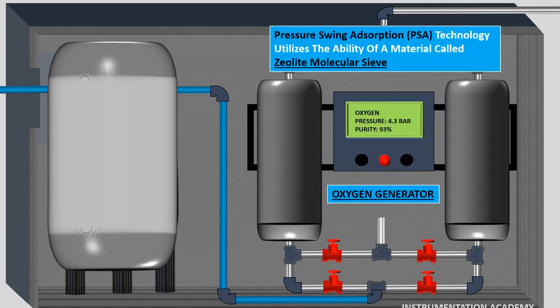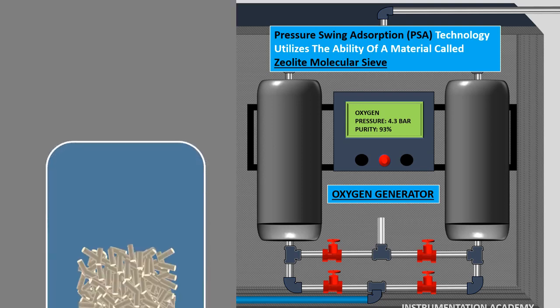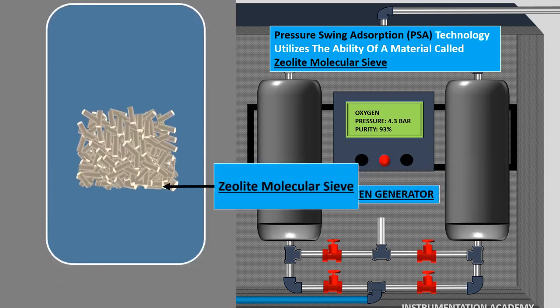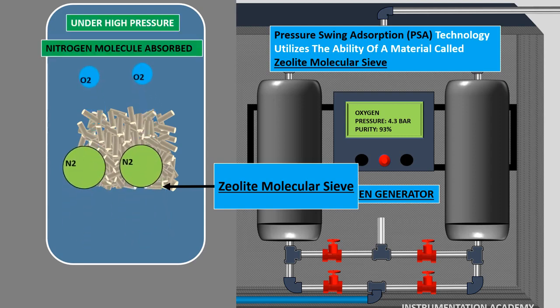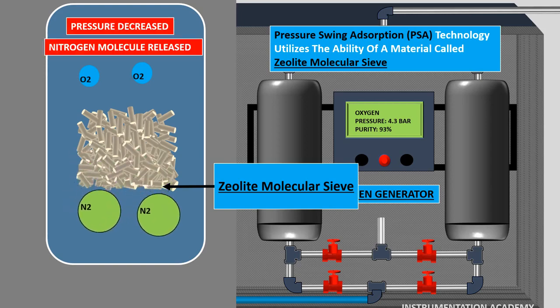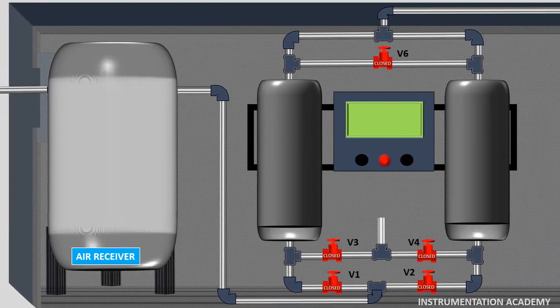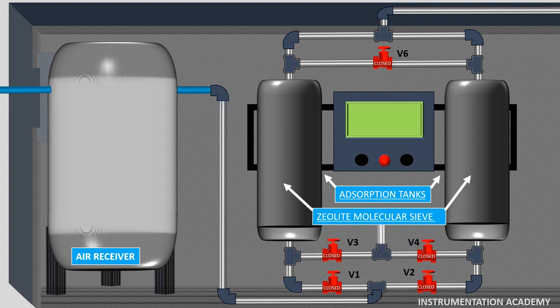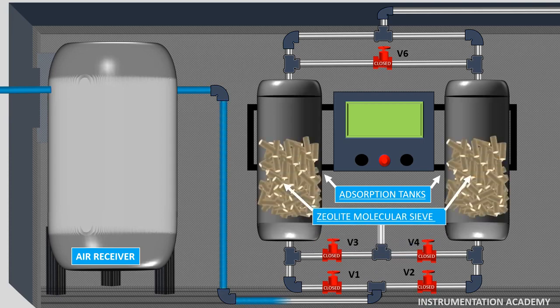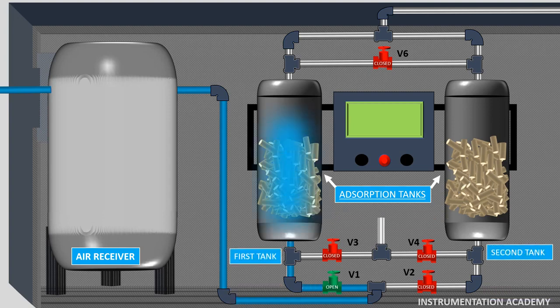This pressure swing adsorption technology utilizes the ability of a synthetic material called zeolite molecular sieve to absorb mainly nitrogen molecules from the air at high pressure and release this retained nitrogen once the pressure within the generator is decreased. The pressure swing adsorption generator has two separate adsorption tanks which contain zeolite molecular sieve as adsorber. Dry compressed air from the air receiver is blown through a valve V1 to the first tank where the pressure is built to reach the operating pressure.